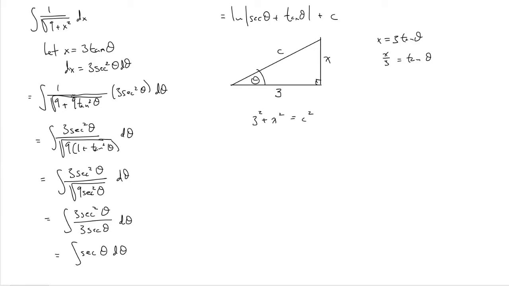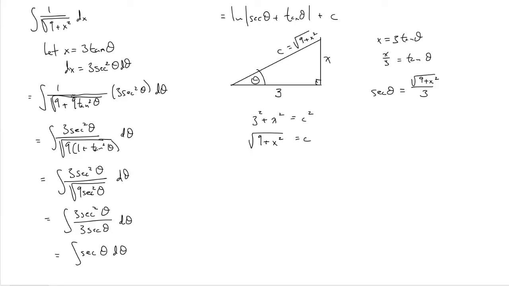And the Pythagorean theorem gives us that 3 squared plus x squared is equal to c squared. And so c is equal to the square root of 9 plus x squared. All that's left is to find the secant of theta and the tangent of theta. Well, we already know the tangent of theta. We have it right over here. It's x over 3. And so all that's really left is to find the secant of theta. And since the secant of theta is 1 over the cosine of theta, and the cosine is the adjacent over the hypotenuse, the secant is the hypotenuse over the adjacent. And the hypotenuse over the adjacent is square root of 9 plus x squared all over 3.